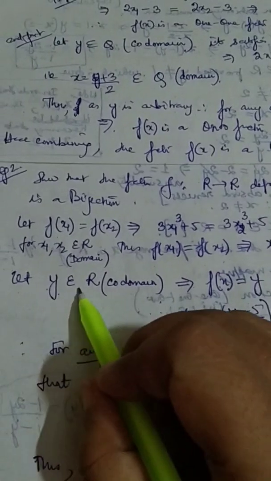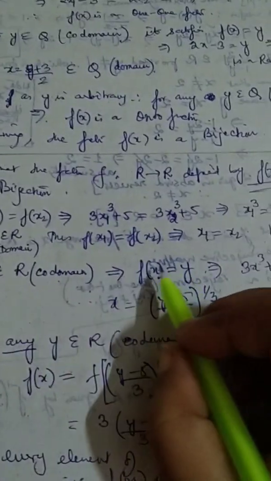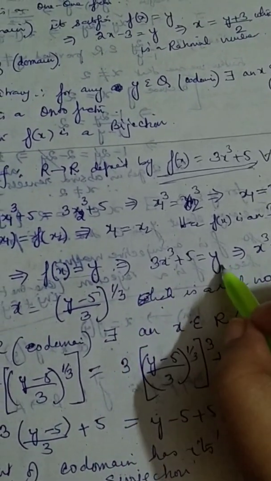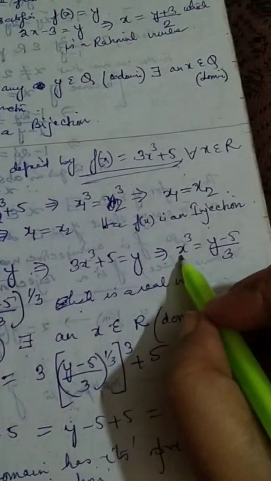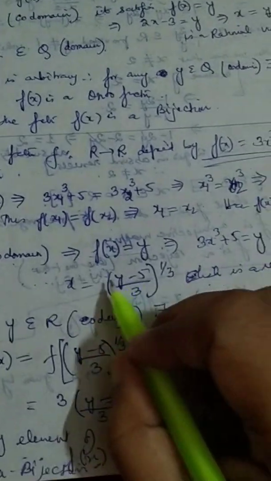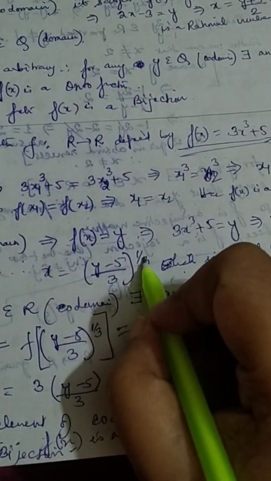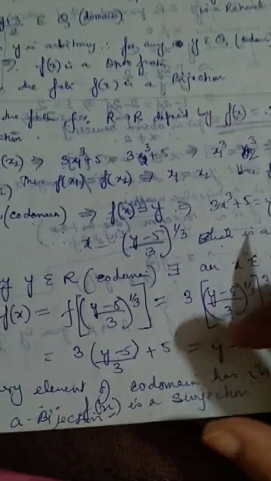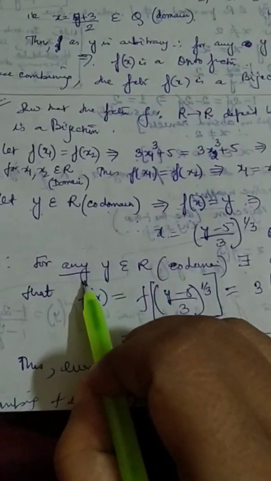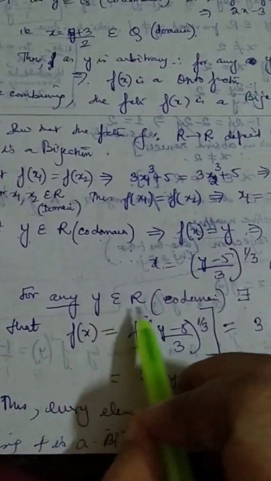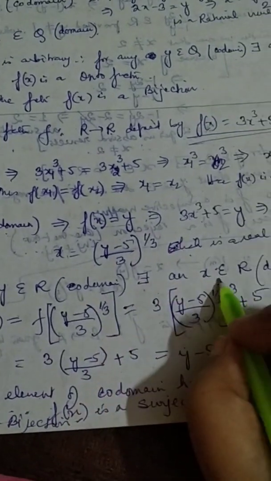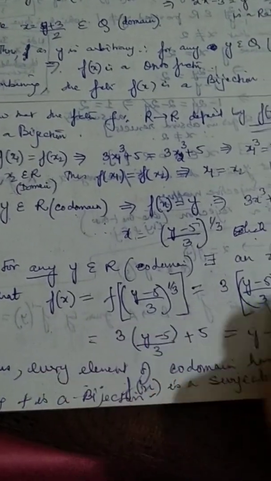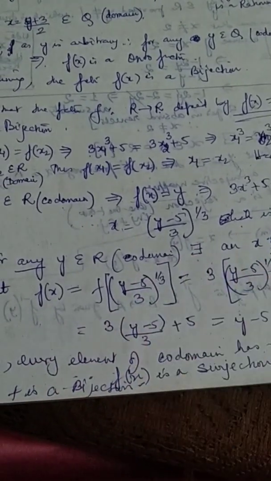Okay, so let y belong to the codomain, and this means it satisfies the equation f(x) is equal to y. So this means 3x cube plus 5 has to be y, from where we will make x the subject. This is your x cube, and this means x is (y minus 5) to the power 1/3, which has to be a real number. That means this x belongs to the domain. So the conclusion is that for any y which belongs to the codomain, there exists an x which belongs to the domain. Okay, and which is given by this. You can write this if you want, this step is optional. Okay, I've written it explicitly.